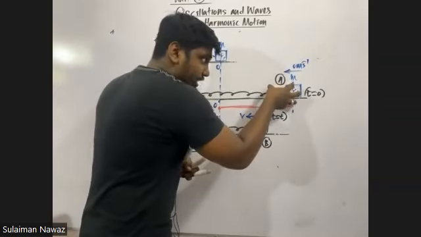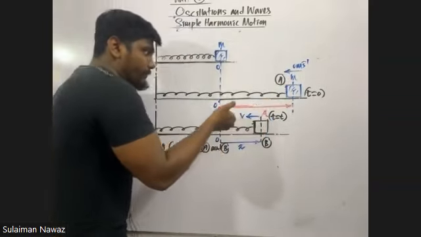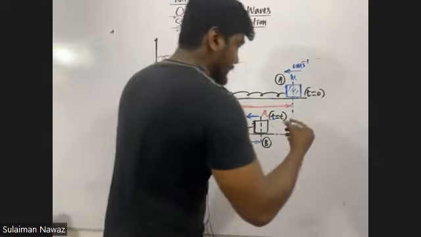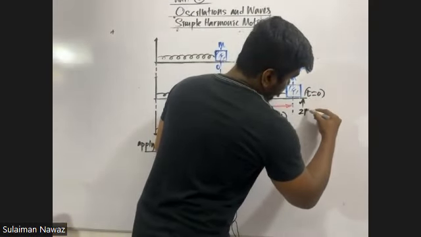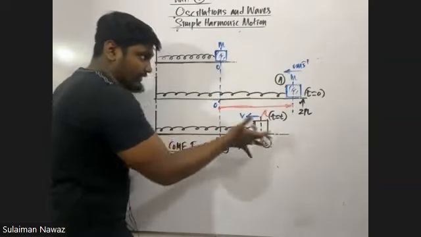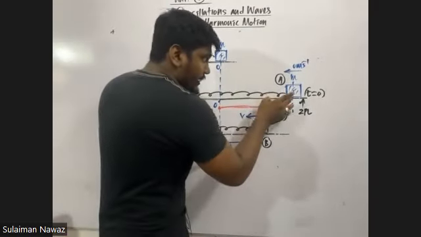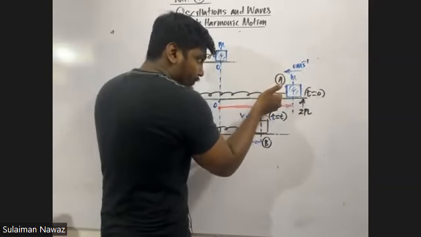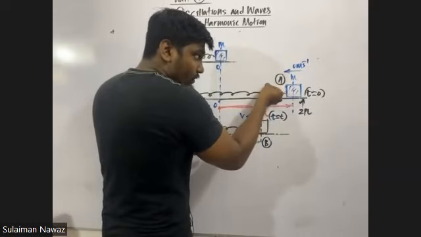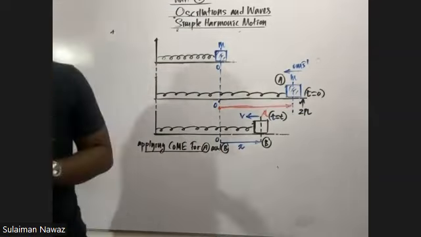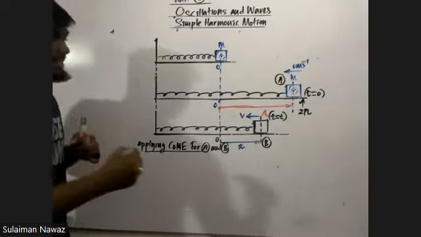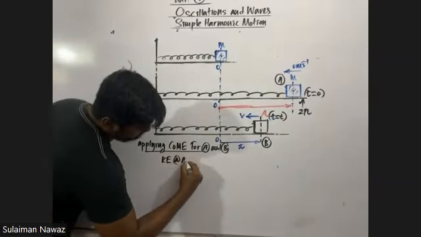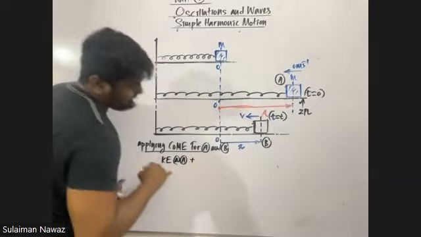When the system is at position A, what is the total energy? Now we can assume potential energy is 0 because we can assume the system is on the ground. If you consider this level as your 0 potential level, there is no potential energy for the system. When your system is at position A, the velocity of the object is 0, and the velocity of the spring is also 0. So there is no kinetic energy. Kinetic energy at position A is 0.